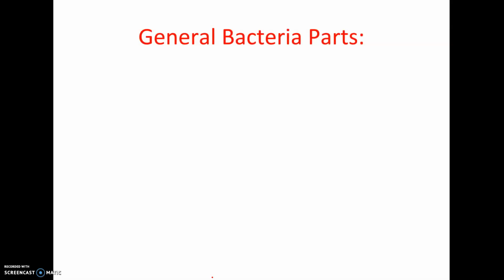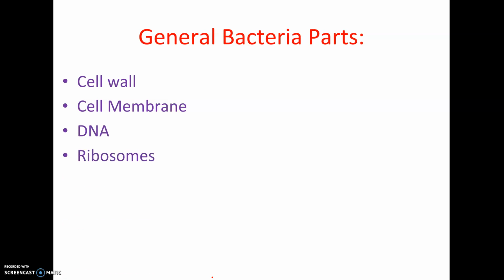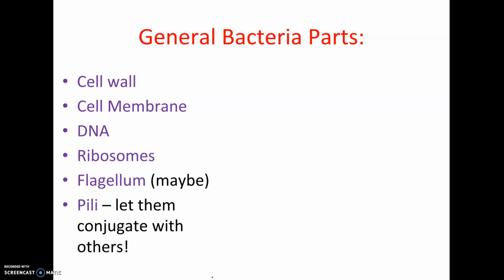As far as their general parts, all bacteria have cell walls. Now they can differ. There's what's called gram-positive and gram-negative bacteria based on whether they have this thicker cell wall or a thinner cell wall. And different antibiotics work differently or work better against different types of bacterial cell walls. They all have a cell membrane, they all have DNA, they are living things, and they all have ribosomes, which make their proteins. And sometimes they can have a flagellum or pili.